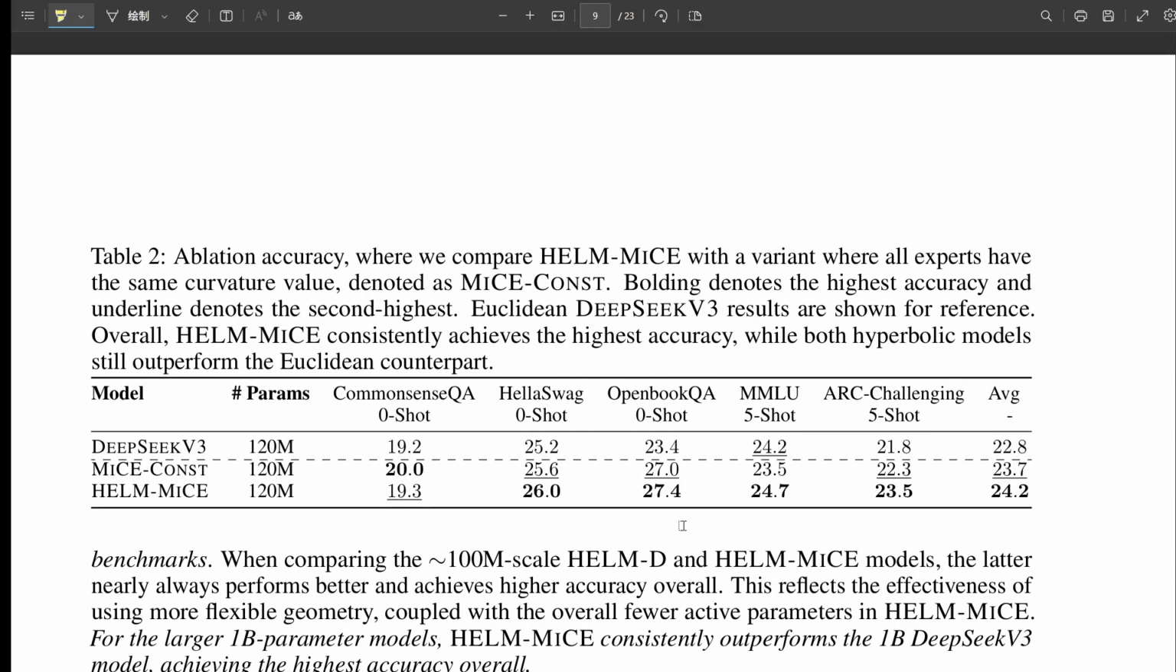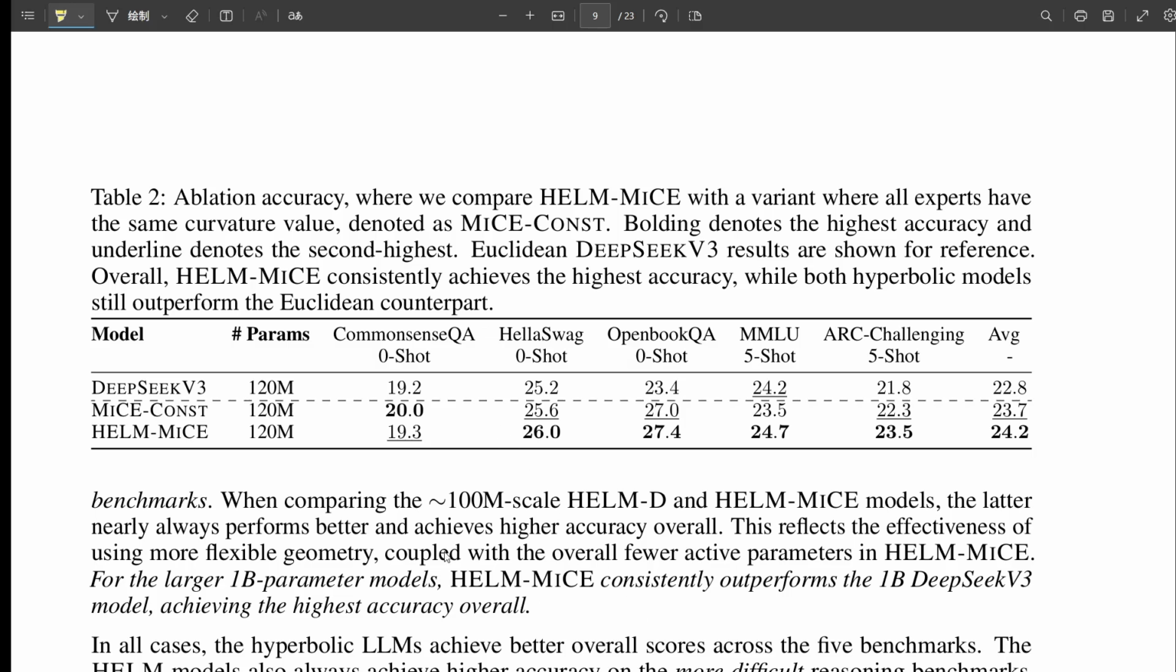Tables 2, 3, and 4 in the paper detailed these. They basically swapped components in and out to see the impact. What did they find? For MICE, for example. They compared HELM-MICE with its distinct curvatures per expert against a version where all experts shared the same fixed curvature, called MICE-const. The results in Table 2 clearly showed that using distinct curvatures performed notably better. It proved the value of that flexibility.